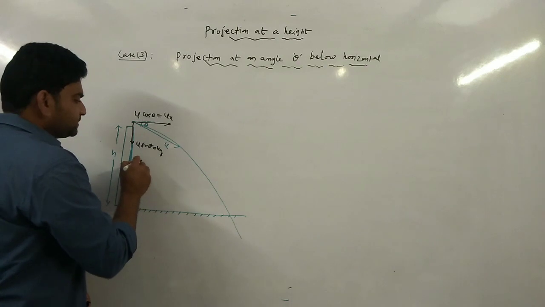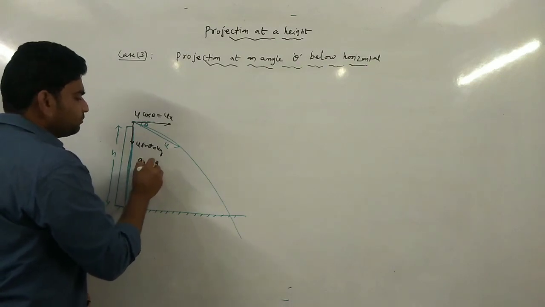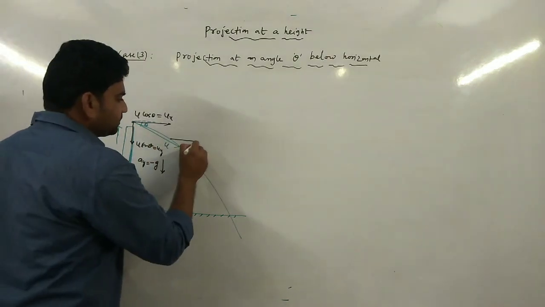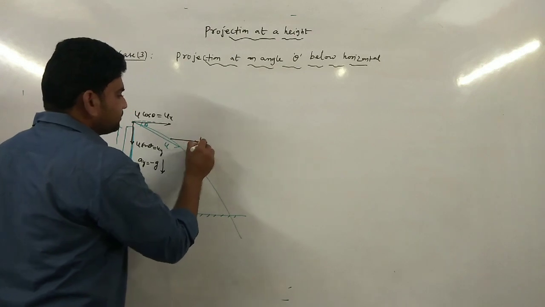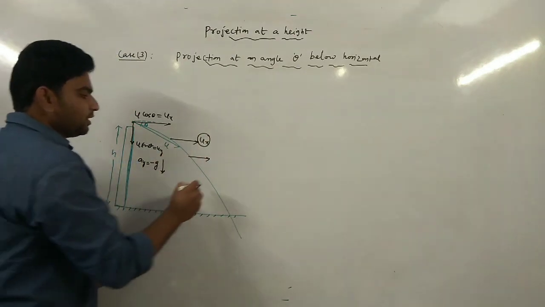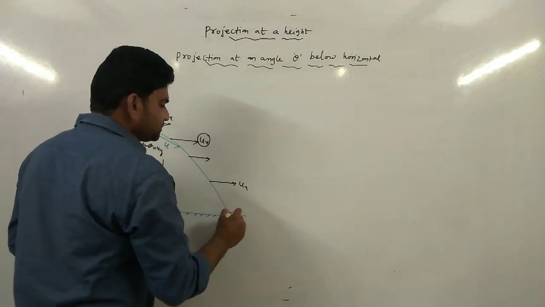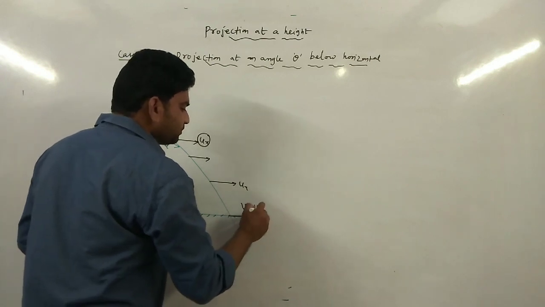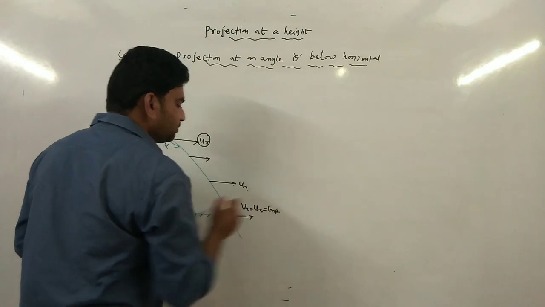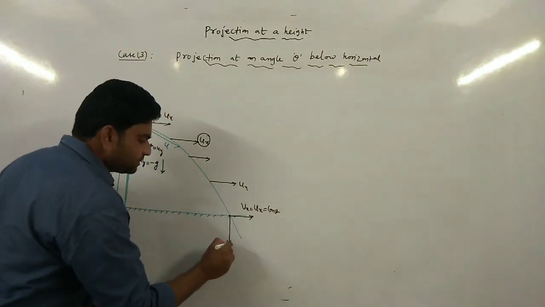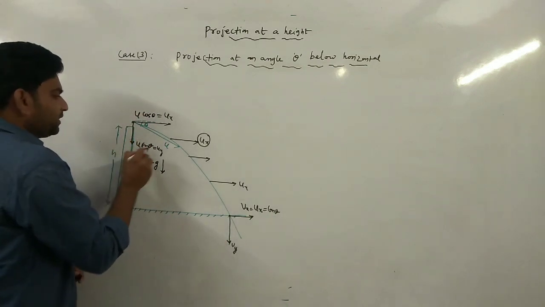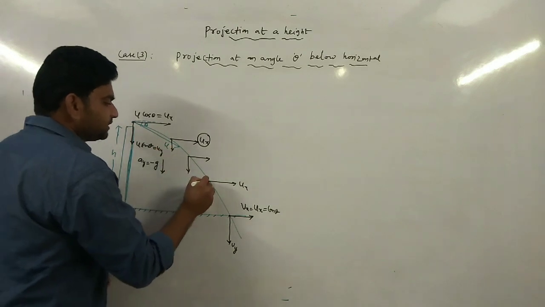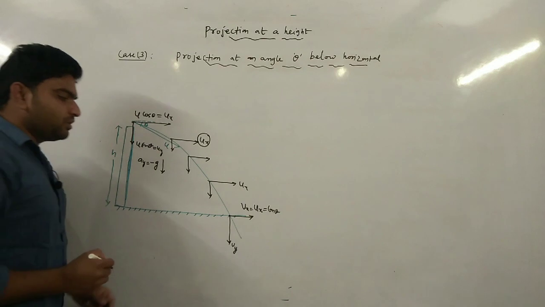A very important thing is that the acceleration acts in the downward direction, so we have to consider it as minus g. Also, the horizontal component ux is the same along the path, so ux is constant. My final velocity vx in the horizontal direction equals ux. The vertical velocity is uy initially, and then it starts increasing, finally reaching some velocity vy.